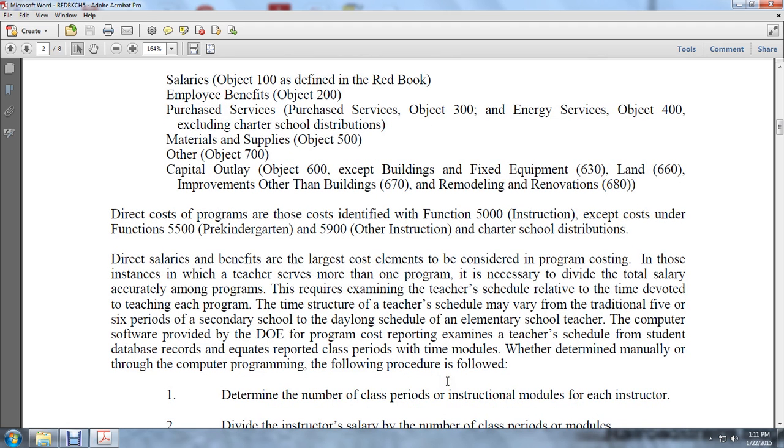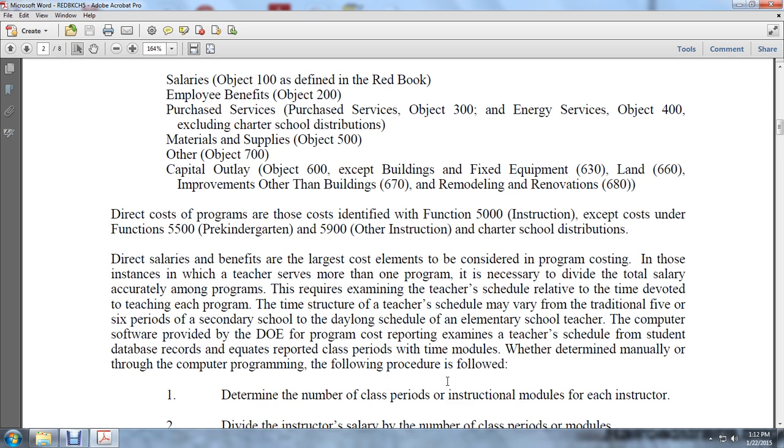Direct costs of the program are those costs identified with function 5,000 instruction, except for the costs under functions 5,500 pre-kindergarten or 5,900 other instruction, charter schools, and distribution. Direct salaries and benefits are the largest of the cost elements to consider in program costing. In those instances in which a teacher serves more than one program, it is necessary to allocate the total salary accurately among the programs required by examining the teacher schedule relative to the time devoted to teaching each of the programs. The time structure of the teacher's schedule may vary from the traditional 5 or 6 periods of the secondary school to the day-long schedule of the elementary school teacher.